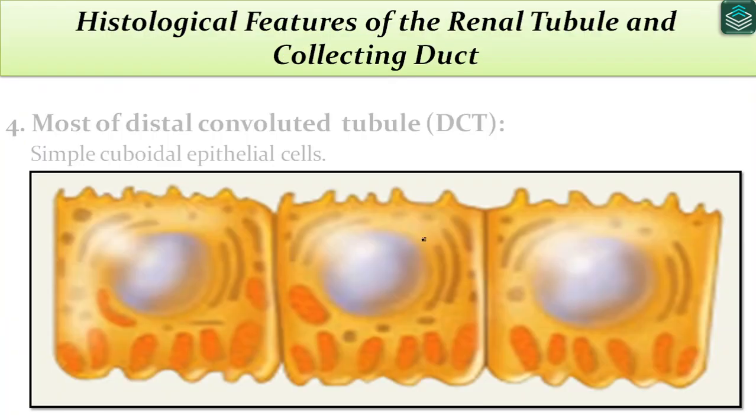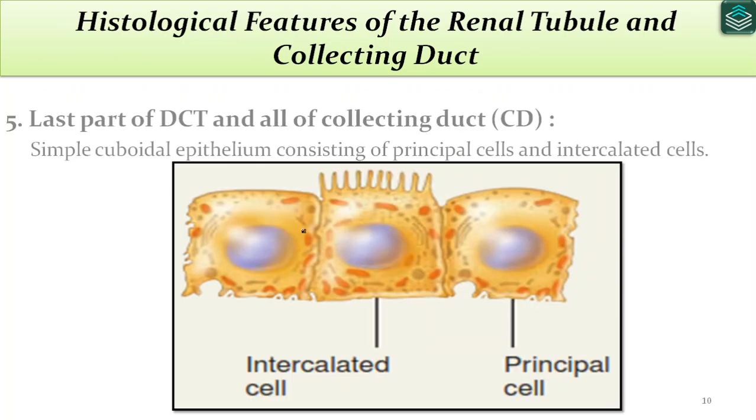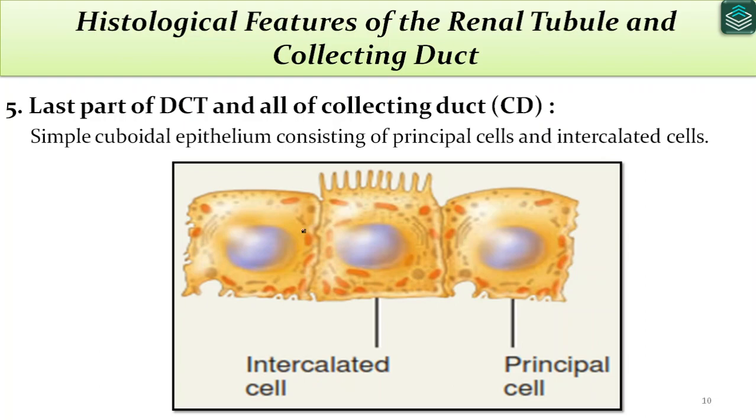The next part of the nephron is the distal convoluted tubule. Most of the distal convoluted tubule is made up of simple cuboidal epithelial cells. The last part of the distal convoluted tubule and all of the collecting ducts are made up of simple cuboidal epithelial cells consisting of principal cells and intercalated cells. Principal cells have receptors for both antidiuretic hormone and aldosterone. These two hormones regulate their functions. The second type are intercalated cells, which are fewer in number and play a role in homeostasis of blood pH.